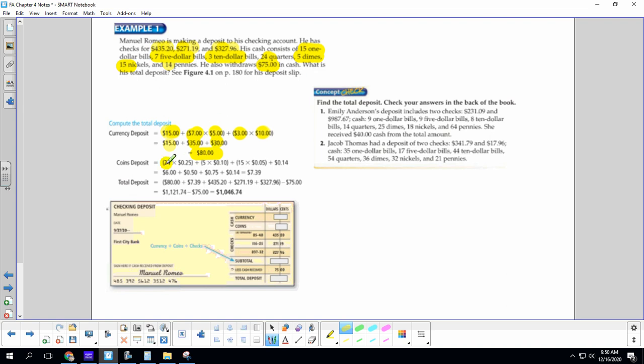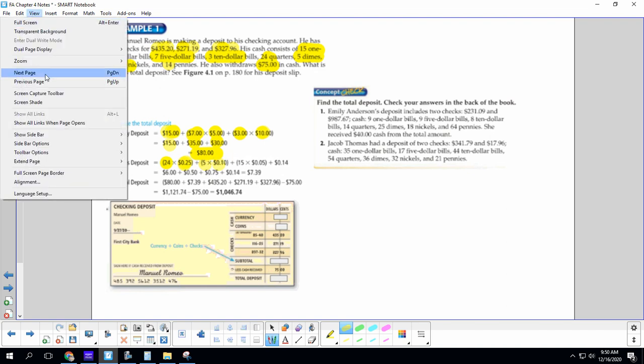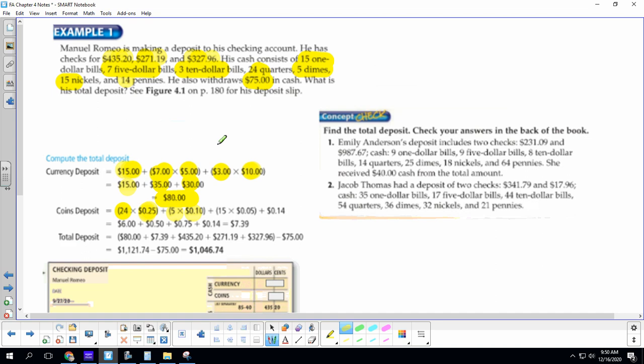He has 25, or sorry, 24 quarters. A quarter is worth 0.25 dollars. 5 dimes. Let me get my view. I feel like we should just be a little bit bigger here. 5 dimes, so a dime is 0.10. 15 nickels. A nickel is 0.05, and 14 pennies. That's 0.14. So that's $6 in quarters, 50 cents in dimes, 75 cents in nickels, and 14 cents in pennies. Add all those together, and we are at $7.39.